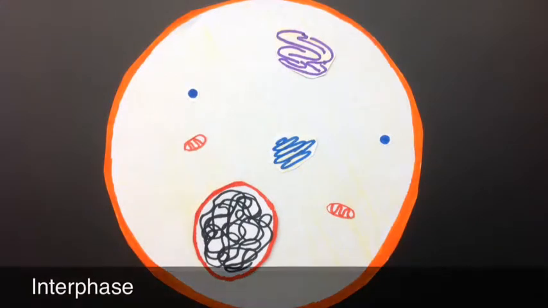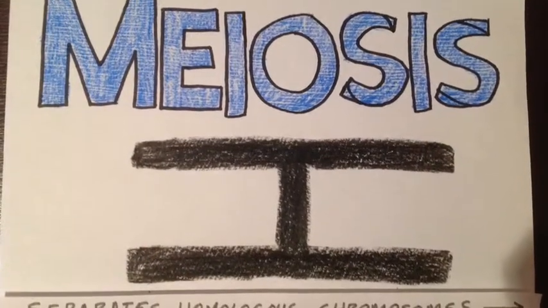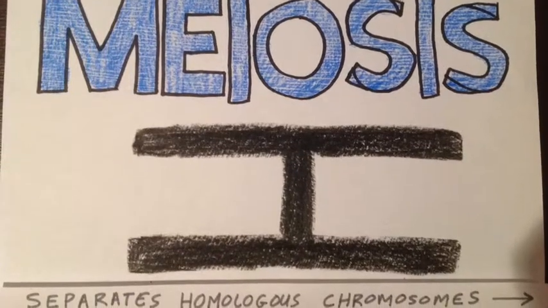During interphase I, the cell replicates its chromosomes during S phase. Each chromosome has two sister chromatids held together by a centromere. Meiosis I is the first part of meiosis in which two haploid cells are formed.